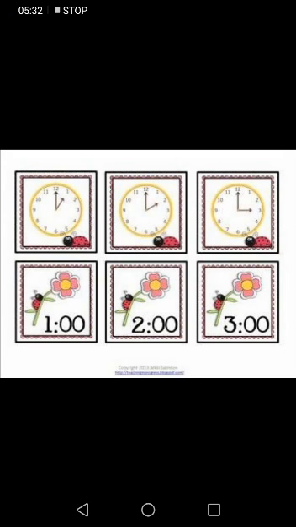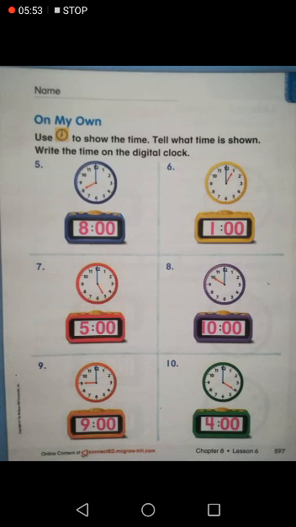Okay, now you have learned to use the analog clock to express the time. The analog clock has hands to show the time, but the digital clock has numbers, as you see, to show the time. At the right side, I write the minutes. At the left side, I write the hours. Don't forget. Okay, open with me your classwork, page number 597.